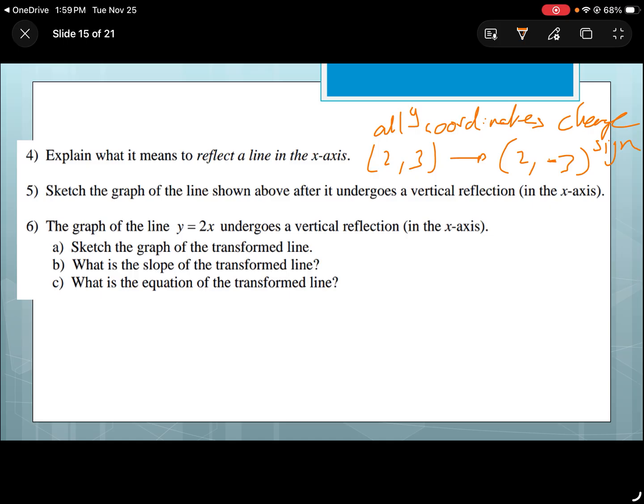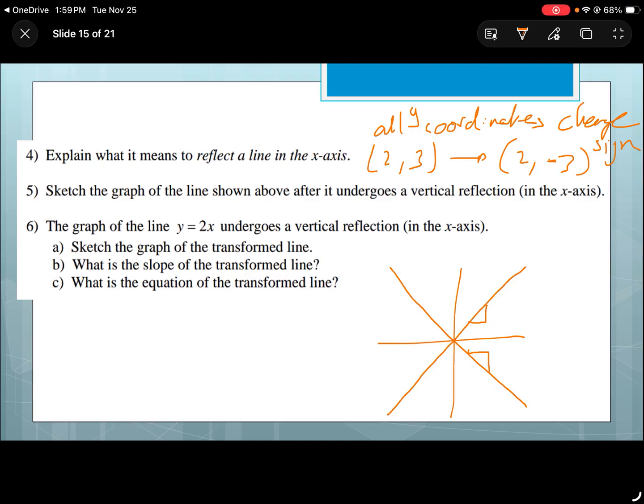Sketch the graph of the line shown above after it undergoes a vertical reflection. Oh, I think that was supposed to be the y equals x. I just didn't copy it properly. But, for example, if y equals x looks like this, then the other one would look exactly like this, right? However many this went up, so if it went one right, one up, this would go one right and one down, right? You still go right.